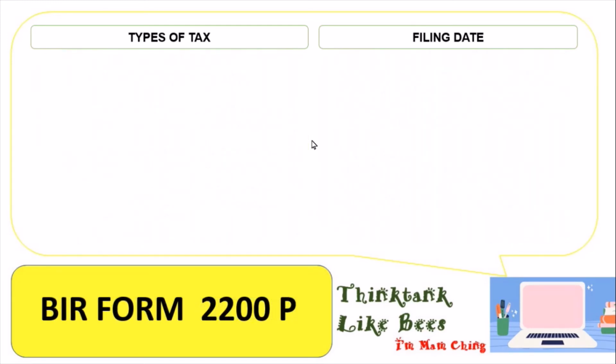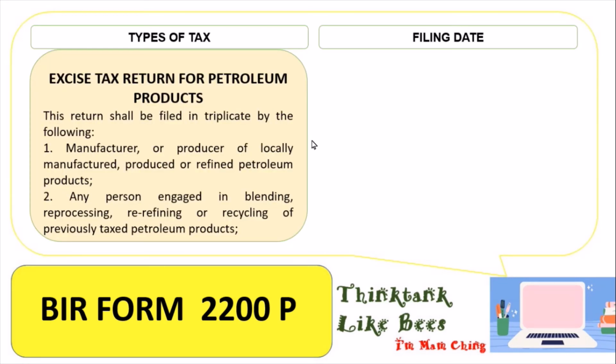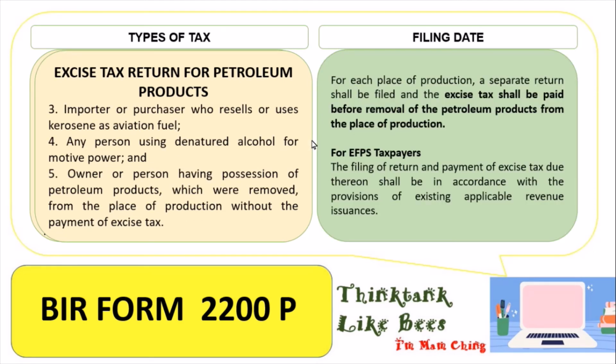Next form that we have is BIR Form 2200P. So it's the excise tax return for petroleum products. So this return should be filed in triplicate by the following: manufacturer or producer of locally manufactured, produced, or refined petroleum products, and any person engaged in blending, reprocessing, refining, or recycling previously taxed petroleum products. So filing date: for each place of production, a separate return shall be filed and the excise tax shall be paid before removal of the petroleum products from the place of production.